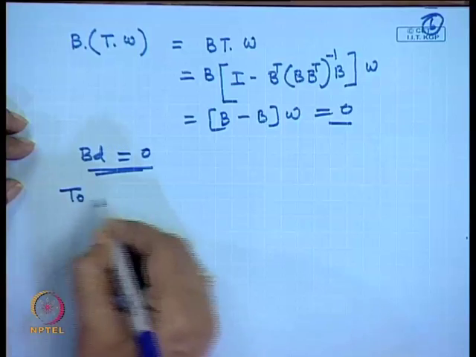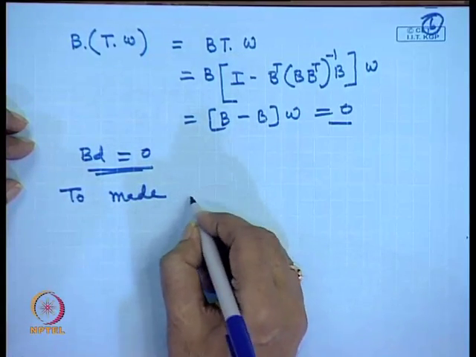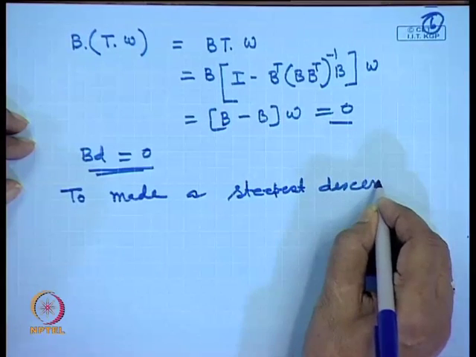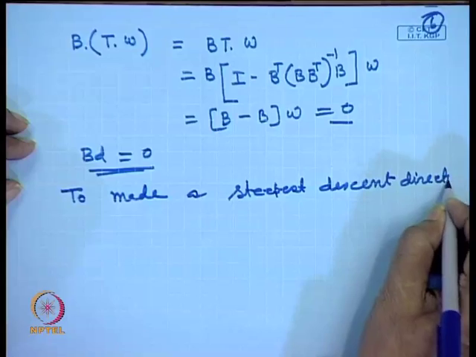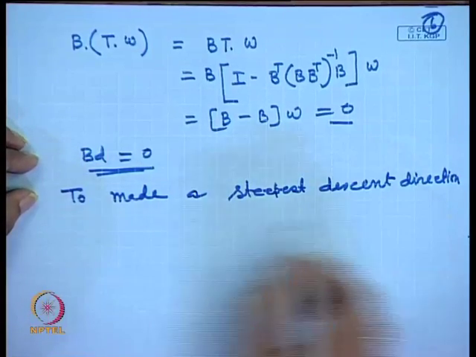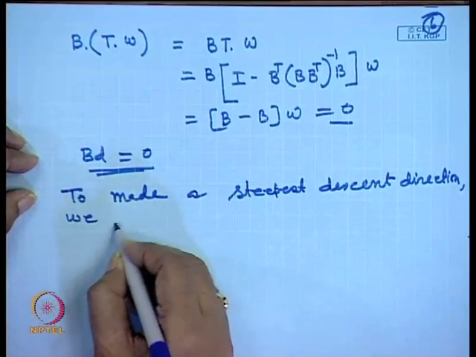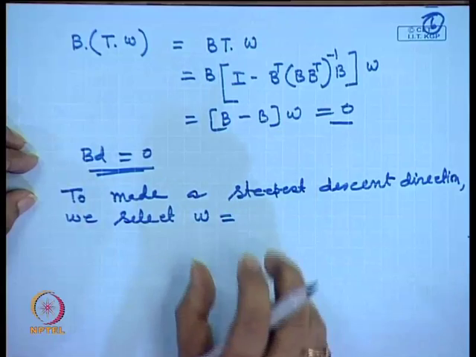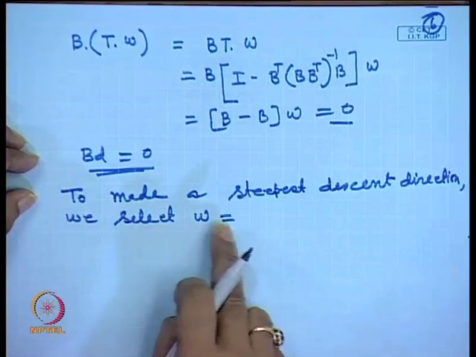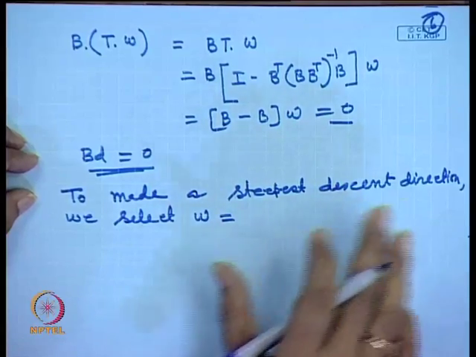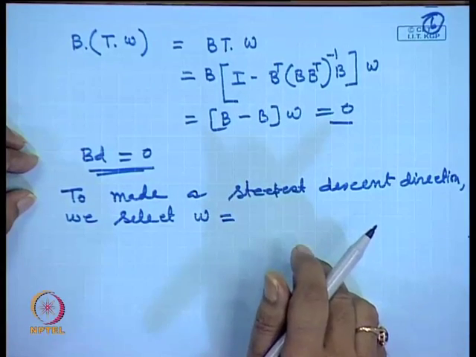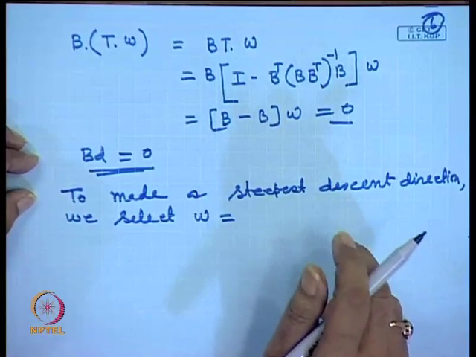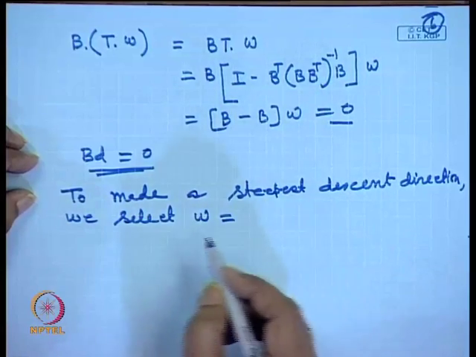To make the second achievement, to make a steepest descent direction, we select the W vector. Previously, we said W is any vector, but it will satisfy that if we move in any direction, it will be inside our interior region. But now the question is how to get the new point which will give an objective function value less than the value at our previous point.